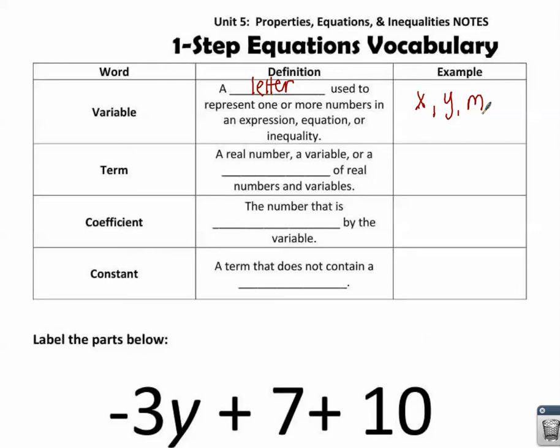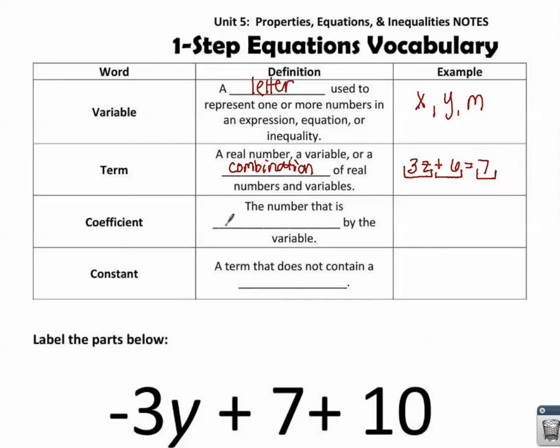Term, a real number or variable or a combination of real numbers and variables. So if you had the equation 3z plus 6 equals 7, it's made up of terms. So here's one term, 3z. Here's a second term, positive 6. And your third term is 7.